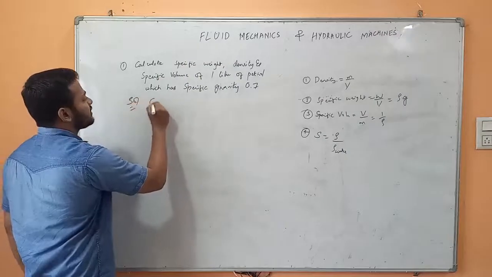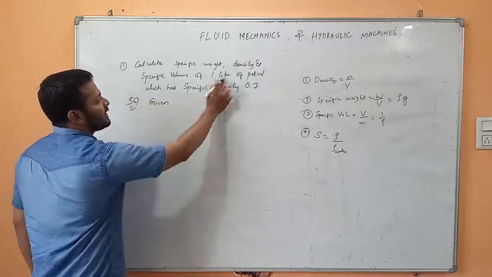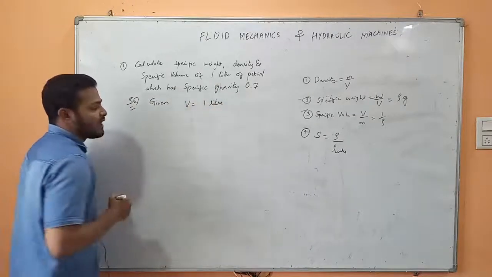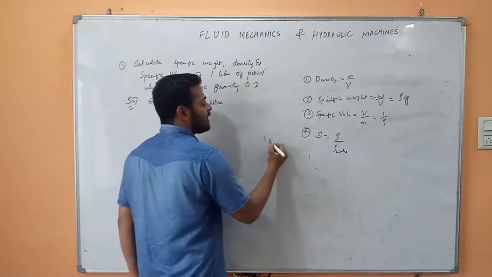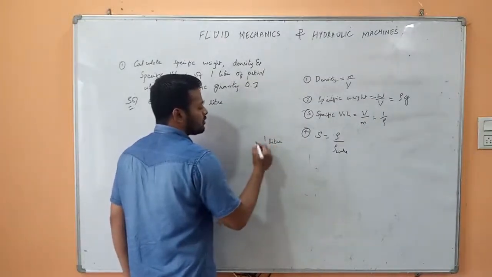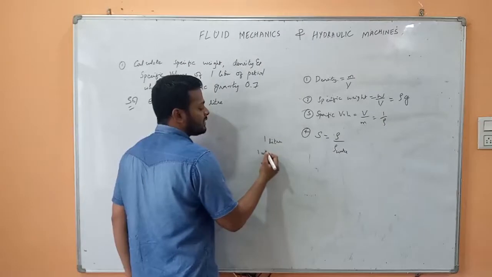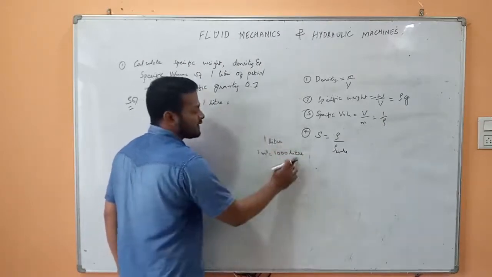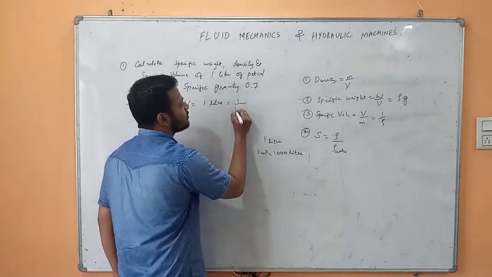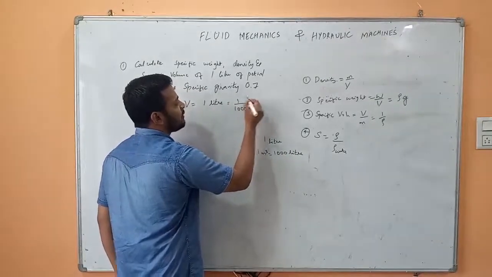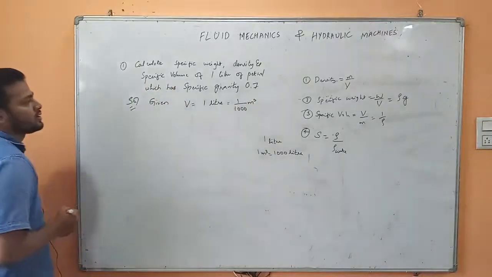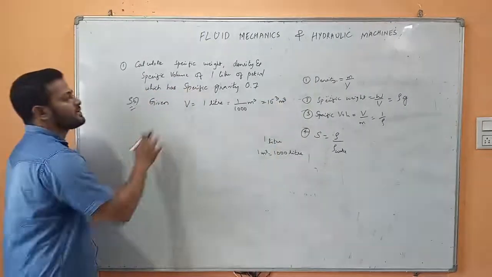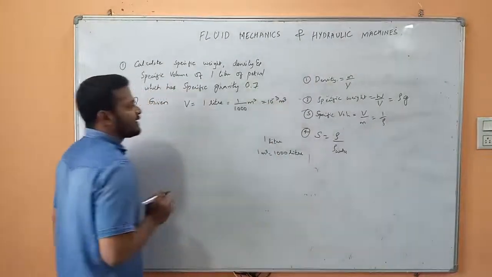So let's write down the given data. Given 1 liter of petrol is given, so volume is given as 1 liter. So we have a relation between liter and meter cube. In order to convert 1 liter into meter cube, we have 1 meter cube is equal to 1000 liters. So in place of liter, I can write 1 by 1000 meter cube, that is 10 power minus 3 meter cube. So volume is given as 1 liter, which is 10 power minus 3 meter cube.